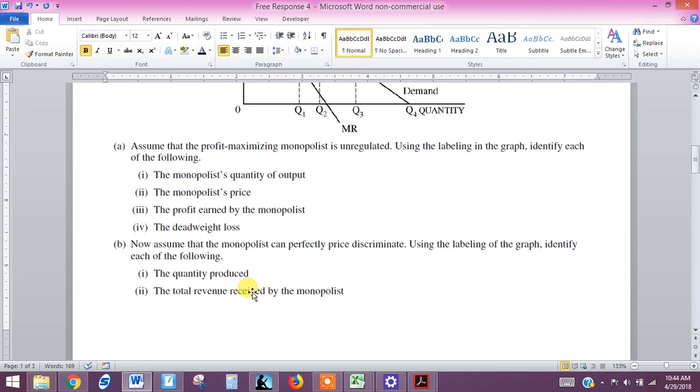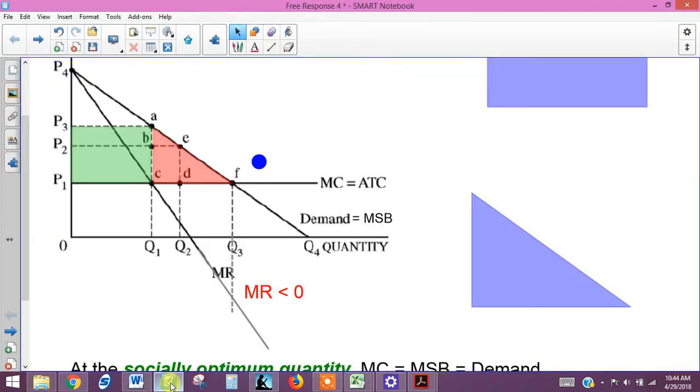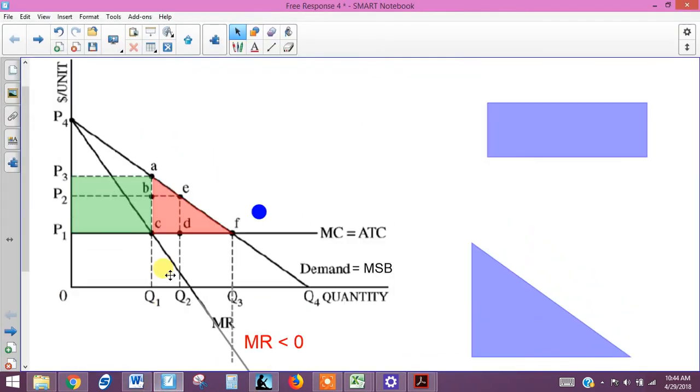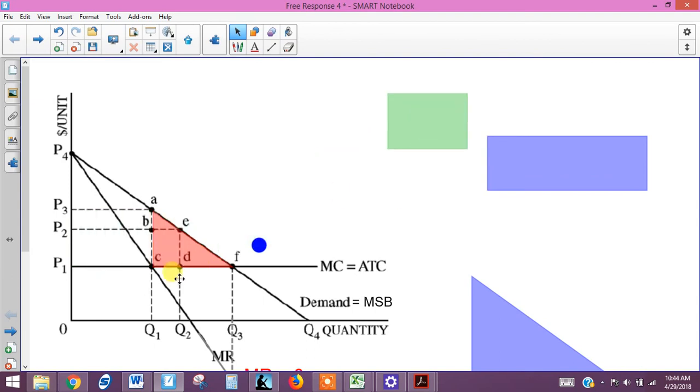First, what do we mean by perfect price discrimination? Let's jump back to our graph over here, and let's scroll down. What that means is that the firm is going to be able to charge the price that every consumer along this demand curve would pay, all the way out to the point where marginal cost equals price. They're not going to go further.